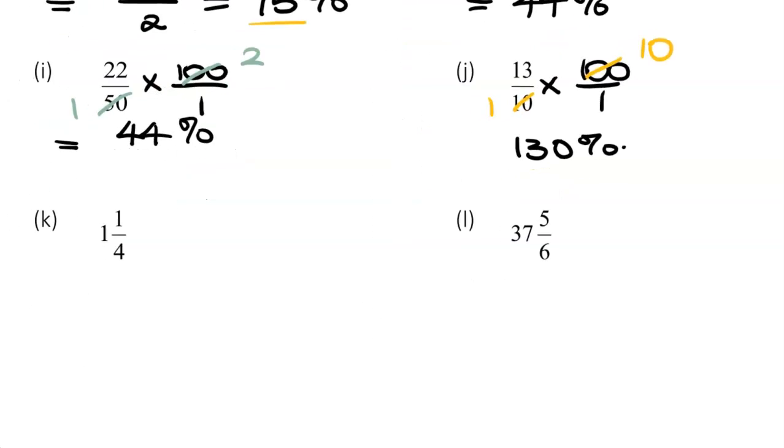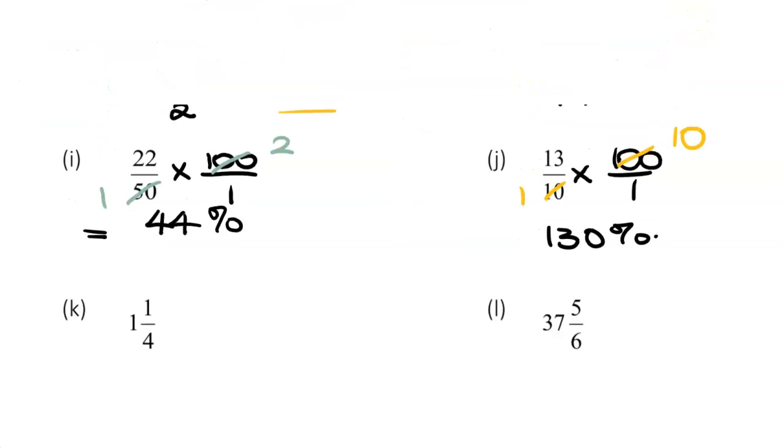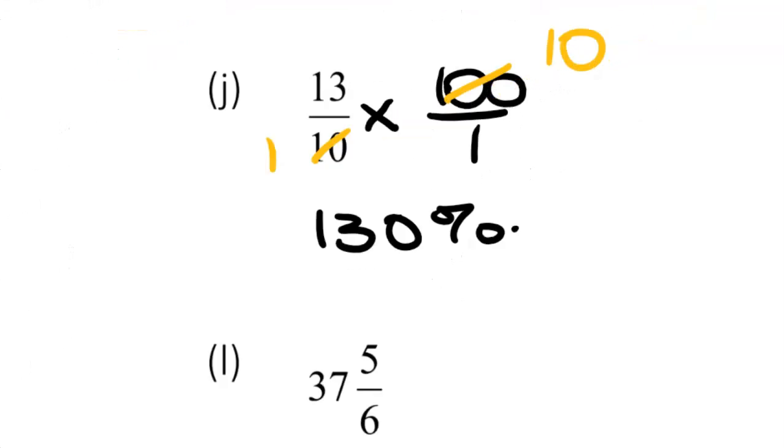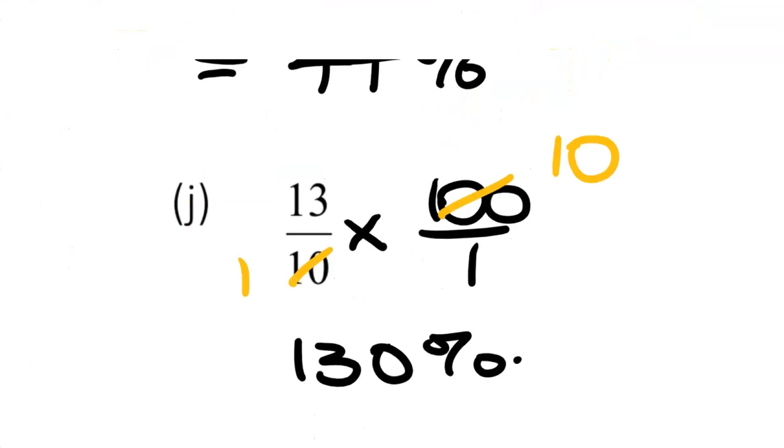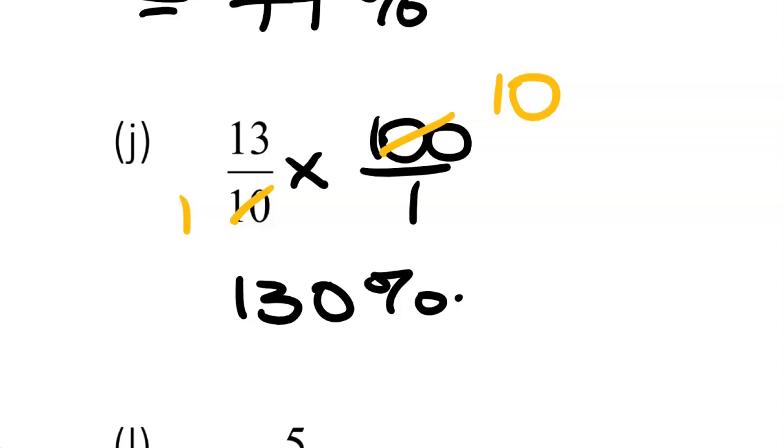Oh, I didn't have a go at these last two. Let's maybe do them together. Oh, I remember what I wanted to mention. J. We got a value larger than 100%, and that makes sense because we've got an improper fraction. We've got a larger number divided by a smaller number. So we're going to have something larger than 100% because this fraction is equal to something larger than 1. When we multiply something larger than 1 by 100, we're going to get something bigger than 100.